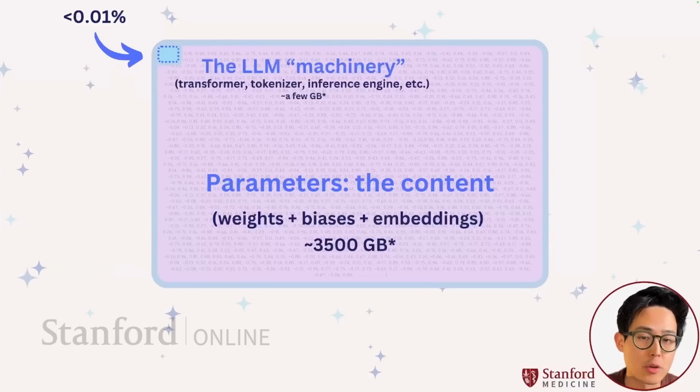The rest of the machinery, the transformer, tokenizer, inference engine, the user interface, is just a few hundred megabytes of code, which means that 99.99% of the model is just parameter storage.